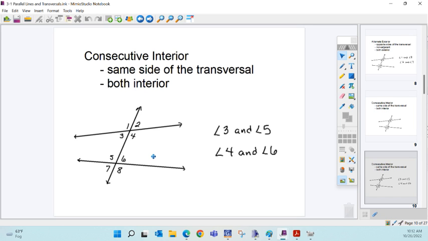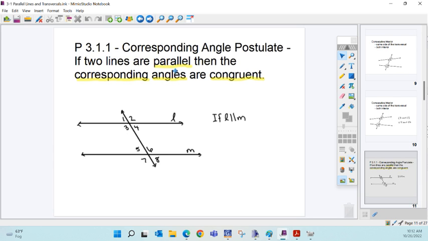Okay, so we have a postulate to kick us off on this. The postulates will lead you to theorems, and all of these things can be used to find other angles. Our first thing that we're told is if we have two parallel lines, in other words, L is parallel to M, then the corresponding angles are congruent.